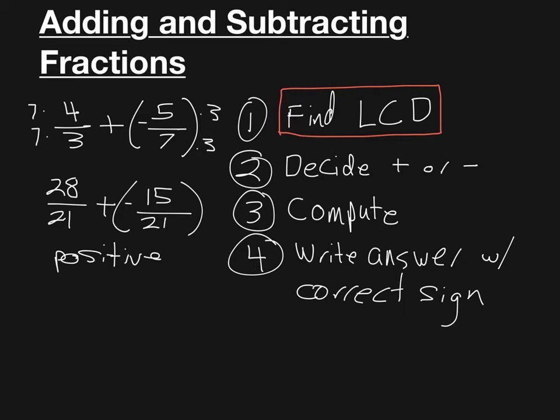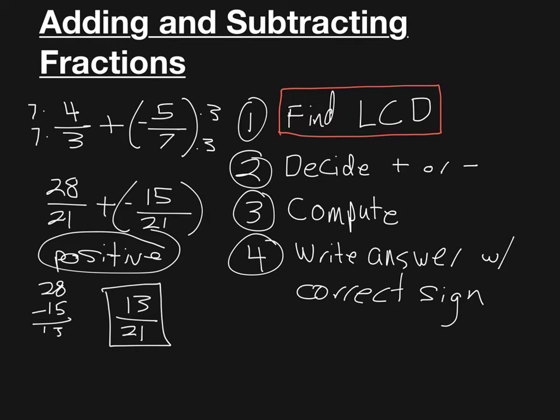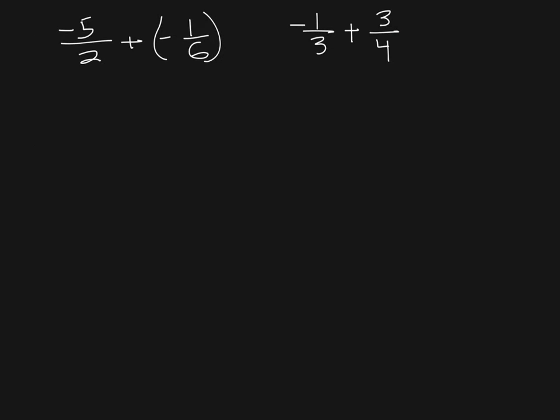And now I need to compute my answer. I know 28 and 15, because they're different signs, there's going to be some canceling here, so I'm actually going to need to subtract, right? 28 minus 15 gives me 13. So my answer is going to be 13 over 21, and my sign is positive, so I'm going to leave it just like this. Cool? Let's look at another one.